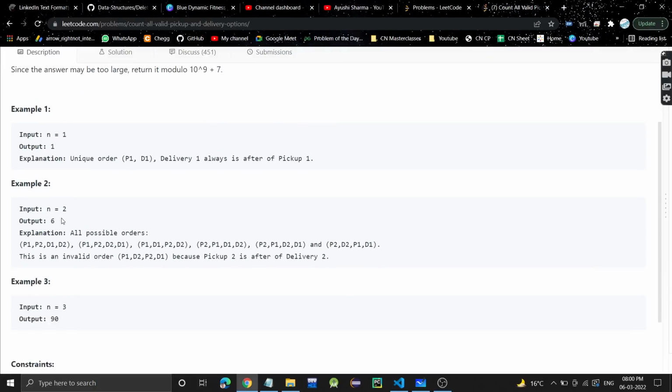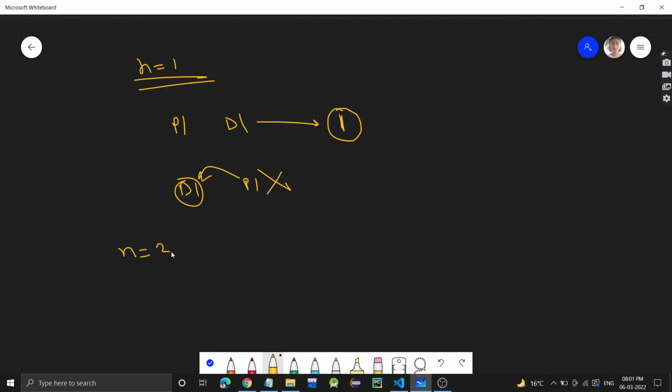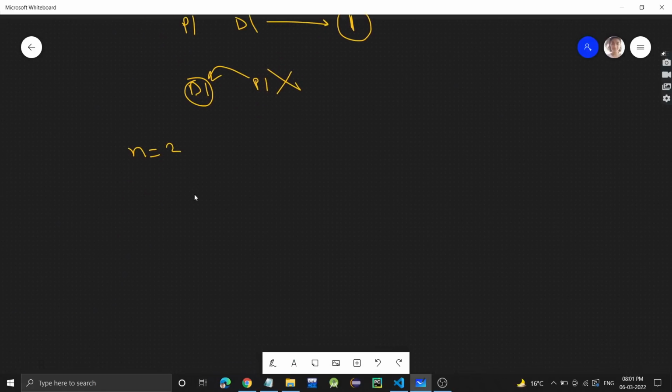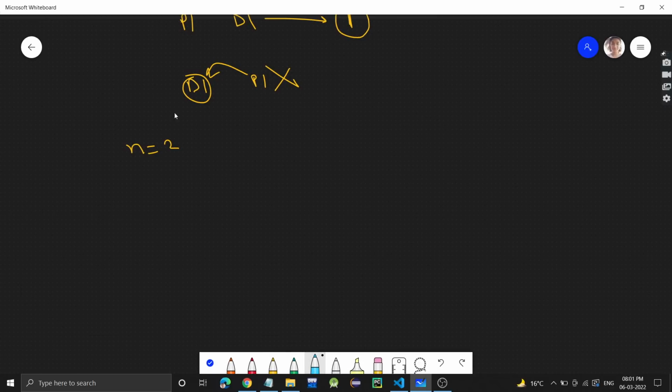So let's see if n is 2. See, if n is 2, let's see what all scenarios could be there. So that means we have P1, D1, P2, D2. These are, like you can say, two items, right? First item is picked up and then it's delivered. Then second item is picked up and then it's delivered. We cannot do it like this. We cannot first deliver and then pick, right? Obviously this is not the correct way.